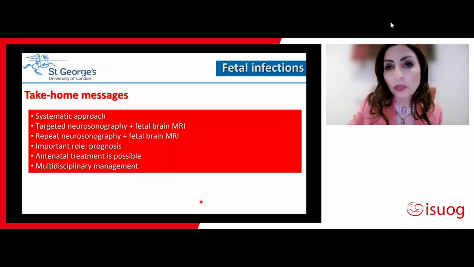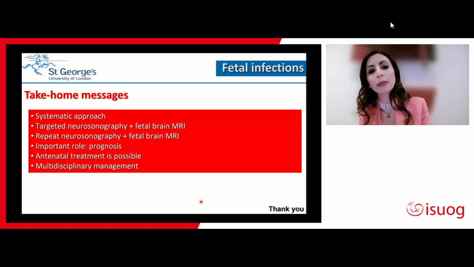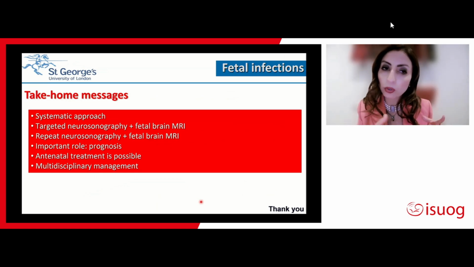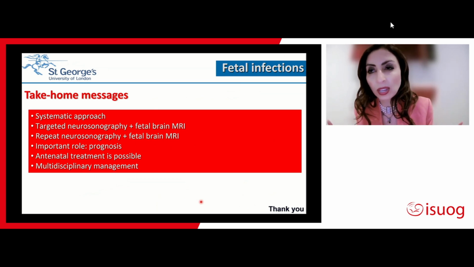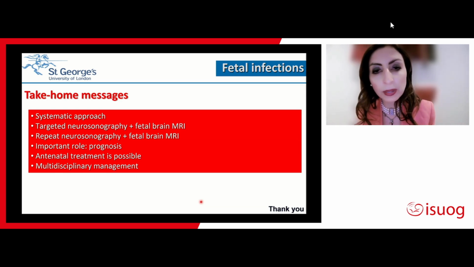In current practice, if you diagnose first trimester or periconceptional maternal primary CMV infection, the recommendation is to give valacyclovir. So really my take-home message is that we need to have a systematic approach. You need to do targeted neurosonography. It's not enough just to do the axial views. You need to do MRI. You need to consider repeating the neurosonography and maybe repeating the MRI.